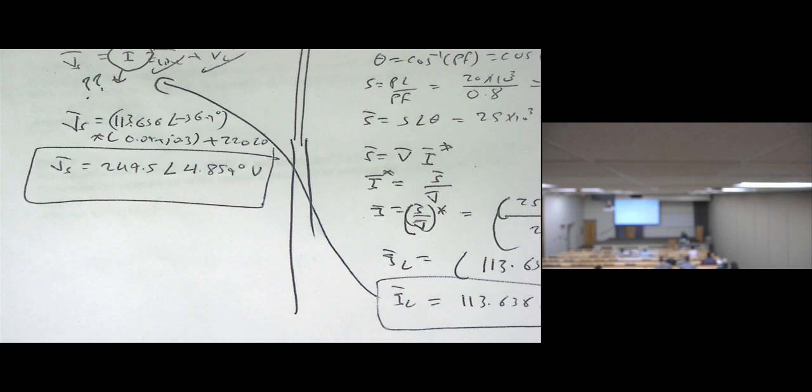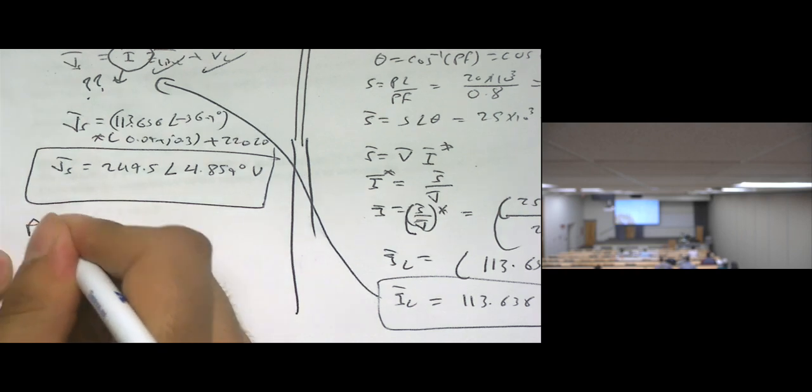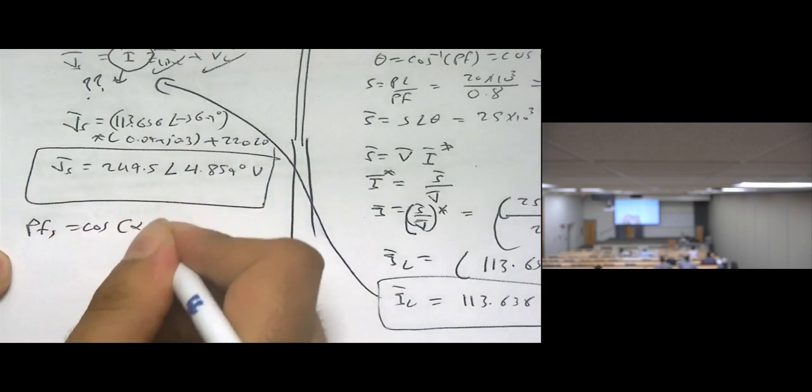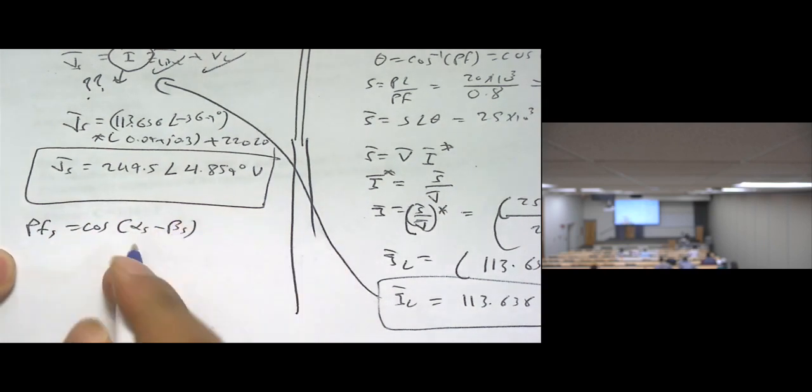Any questions? The second unknown is the power factor of the source. Power factor of the source equals what? Cosine of alpha source minus beta source. So what's the angle? What's the alpha?